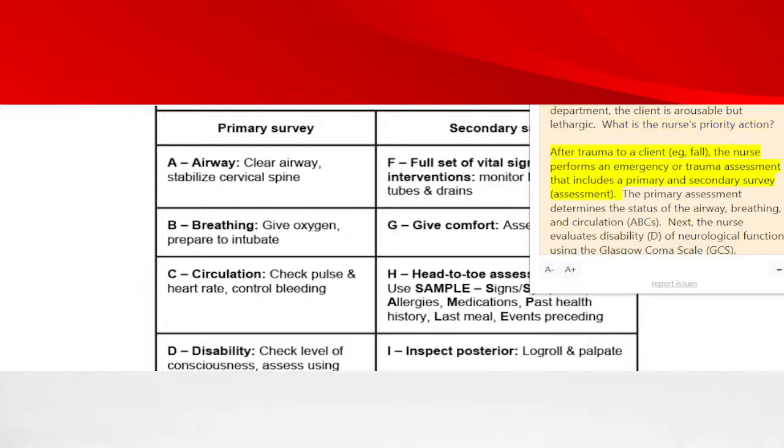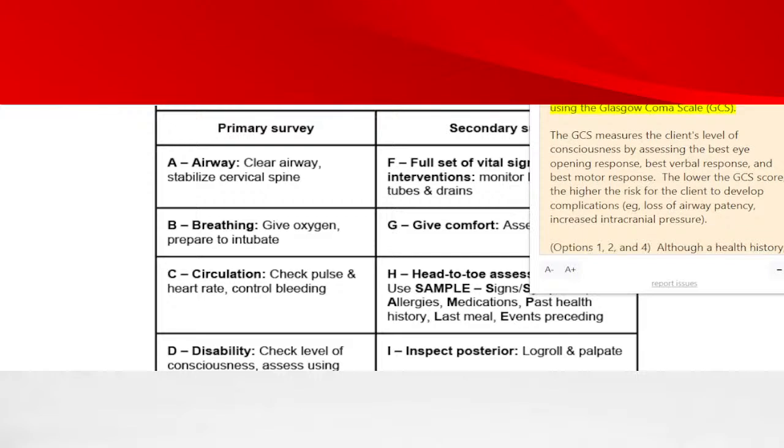After trauma to a client, e.g., fall, the nurse performs an emergency or trauma assessment that includes a primary and secondary survey assessment. The primary assessment determines the status of the airway, breathing, and circulation, ABCs. Next, the nurse evaluates disability, D, of neurological function using the Glasgow Coma Scale, GCS.